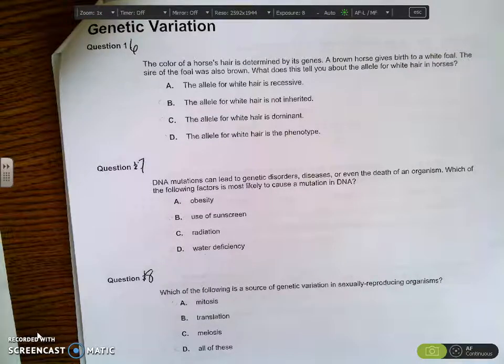Question 18. C. In sexually reproducing organisms, meiosis helps contribute to genetic variation. Meiosis is the process by which sexually reproducing organisms produce gametes or sex cells. Meiosis produces gametes that are unique from each other and from the parent genome. The gametes will be passed on to future offspring.